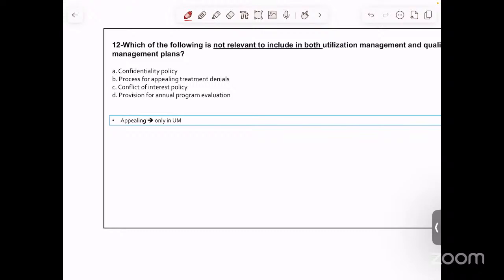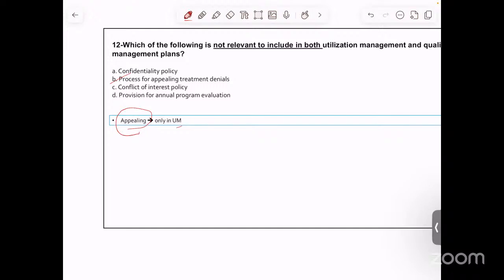Okay. Both utilization and management plans. Okay. The correct answer here is letter B. So here the keyword is appealing. B applies to utilization management.